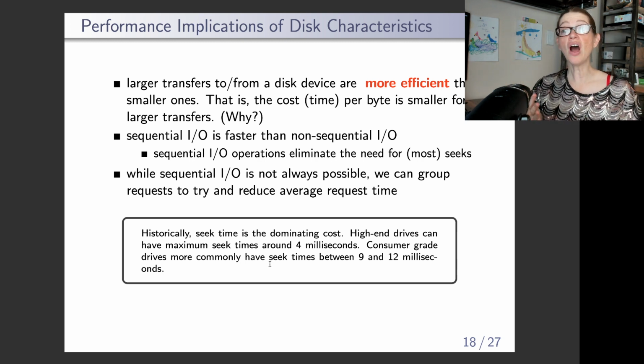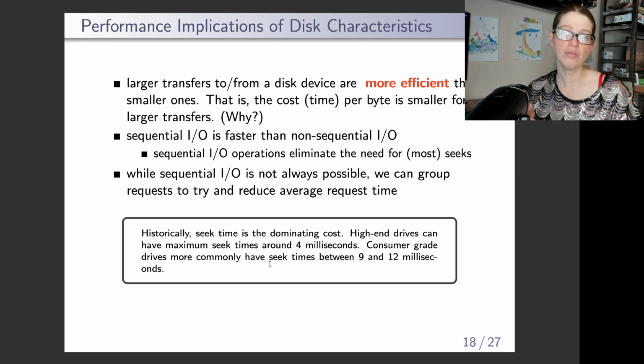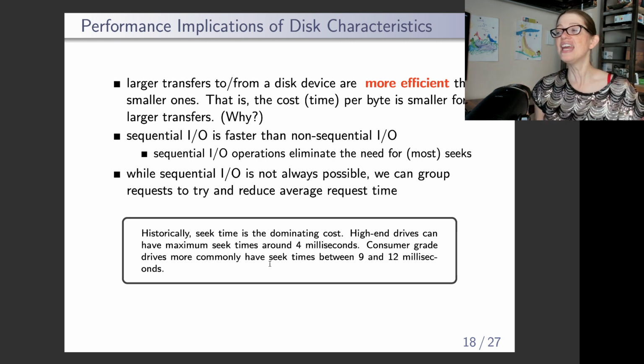And the answer is yes, there are. The observation would be if the data you are reading is all sequential on the track, then you don't have to move the read-write head around, which means you're minimizing seek. So sequential I/O, that is sequential on a track, is significantly faster than non-sequential because you are eliminating a lot of the needed seek operations.